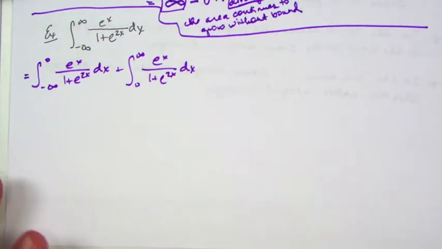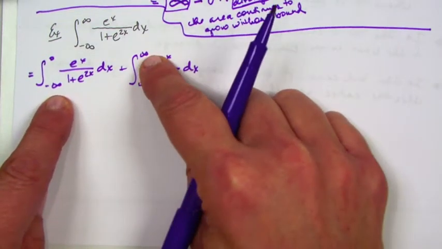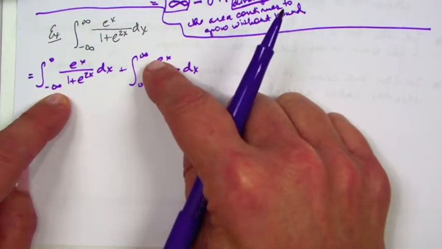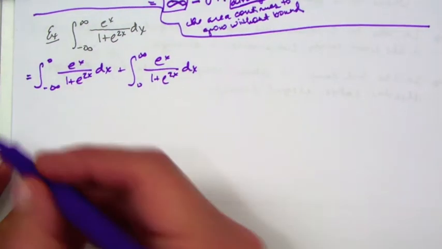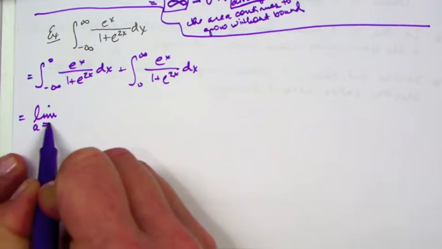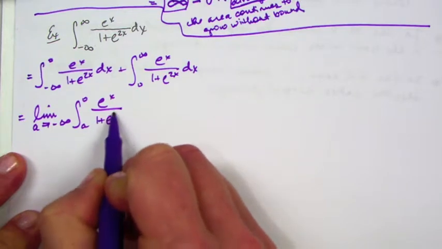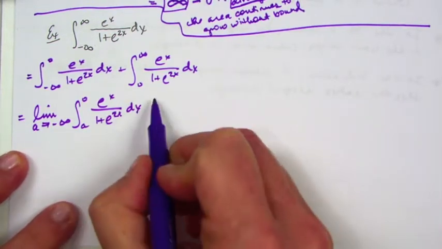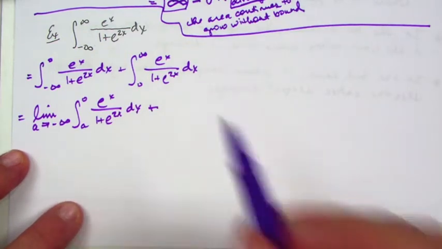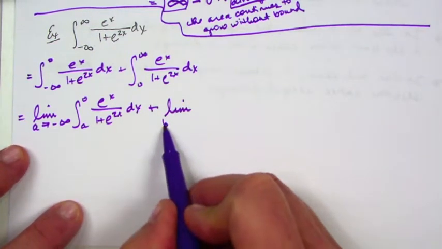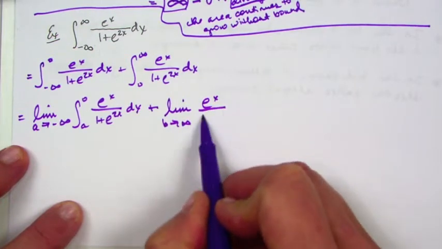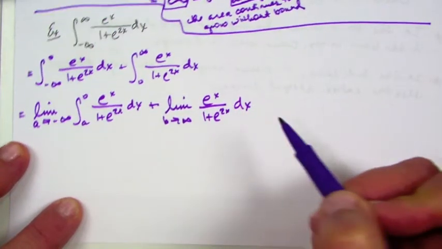Okay, next issue. You got to change your infinities to variables. I can't have those. They're not allowed. What do you want to call this one? A. Good choice. I like it. So the limit as a approaches negative infinity of the integral from a to 0 of e to the x over 1 plus e to the 2x dx, plus the limit as b goes to infinity of the integral of e to the x over 1 plus e to the 2x dx.